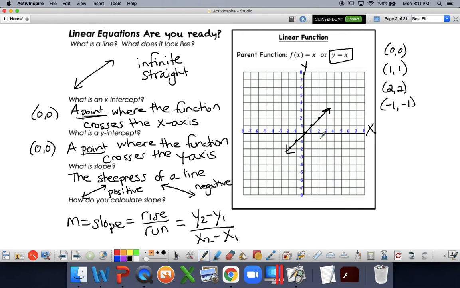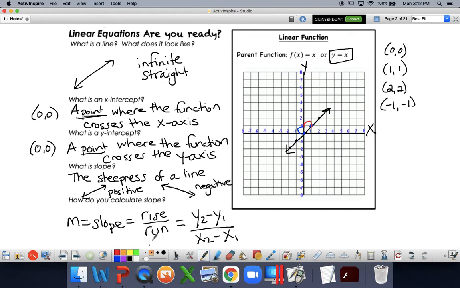So let's look at our parent function. What is our slope? Well, say I'm going from this point to this point, my rise is up 1 and my run is to the right 1.